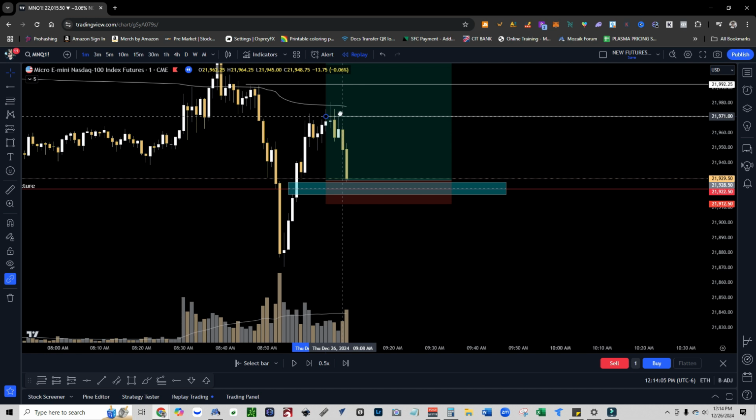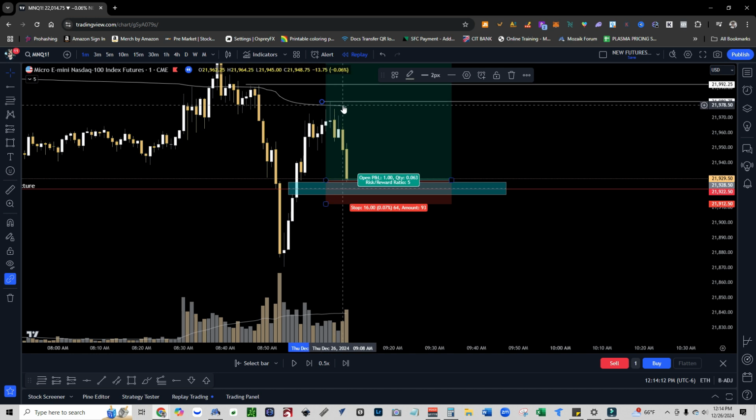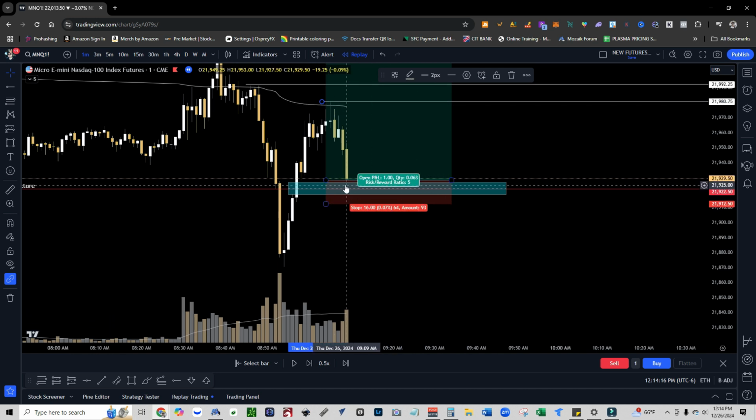You can either do the wicks or you can do the bodies. It's up to you. I'll just do like right in here. Right, but if it's in this area and it starts showing weakness, I'm gonna get out. I'm gonna go ahead and take that TP and then move to break even. So boom, now we're in. So let's see how it plays out.